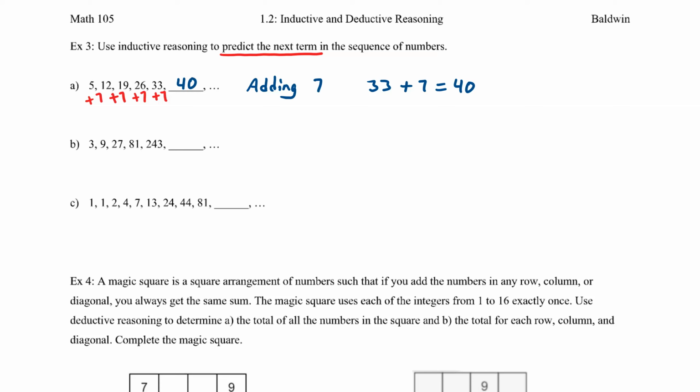Part B: 3 to 9, okay, we can add 6. But to get from 9 to 27, adding 6 does not work. So maybe we're thinking about another pattern or trend going on here. We said we could get from 3 to 9 by adding 6, but we could also get there by multiplying by 3.